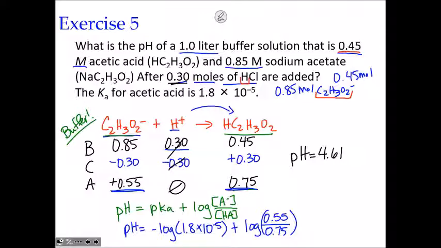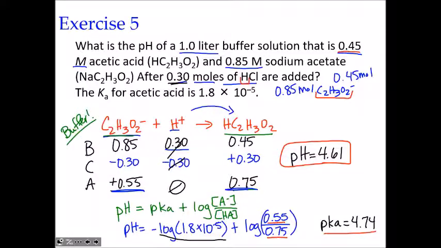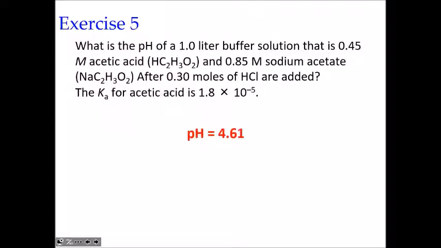And yes, you could compare it to the pKa here. The pKa of acetic acid is 4.74, but that should make numerical sense. If you look at your ratio, you have less base, more acid. So the pH should be a little bit lower than the pKa, like so. And that would be the correct answer.